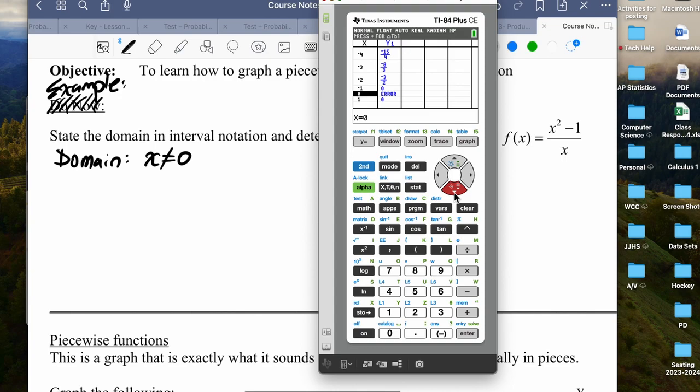But they did say that we're doing this in interval notation. The interval notation involves the parentheses and the brackets. All right? So parentheses exclude the endpoint. Brackets include the endpoint.